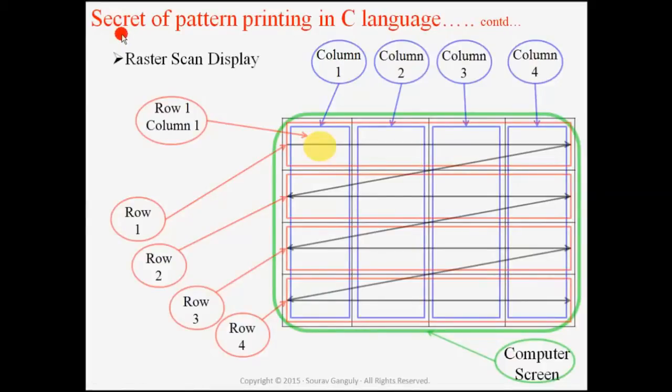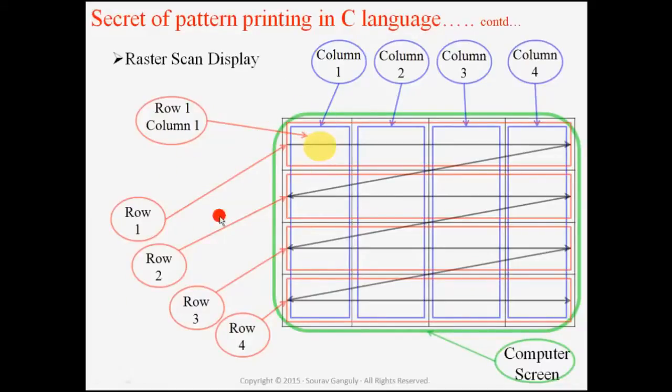Now let's discuss the secret of pattern printing in C language. This is the most important thing to understand, how the pattern is actually printed on the computer screen. This is our computer screen. Computer always follows the raster scan system to print a pattern.